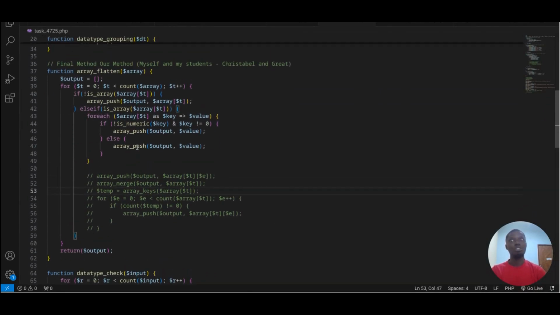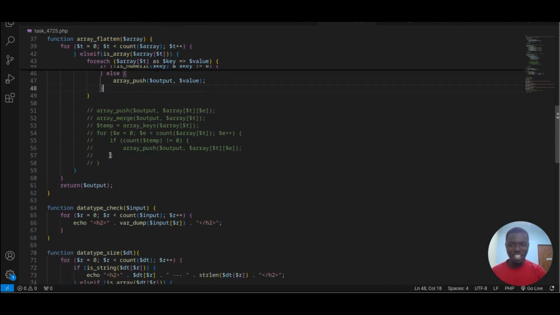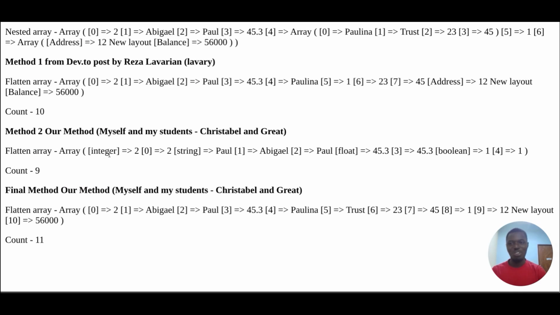After much trial and error, please, as a programmer, you have to be patient. You have to be patient. Not just critical thinking. You have to think critically, and you also have to be patient. After thinking critically and being patient, we came up with this method, this array flatten that you can see. And to our surprise, it worked for us. It worked exactly the way we wanted.